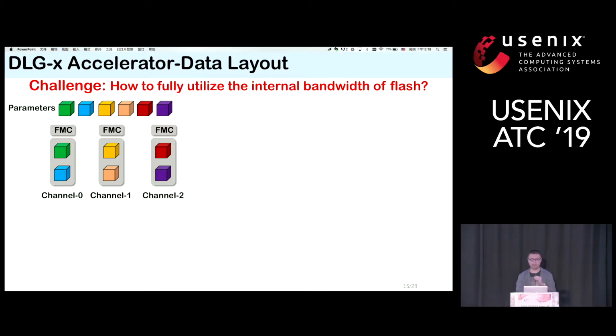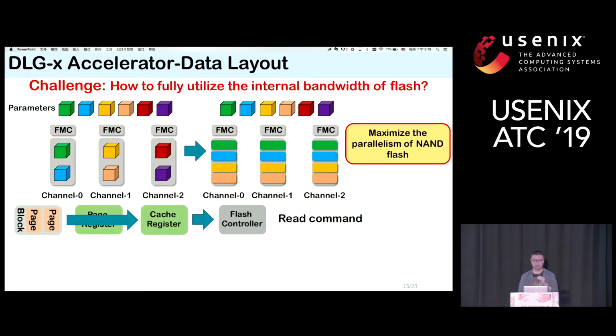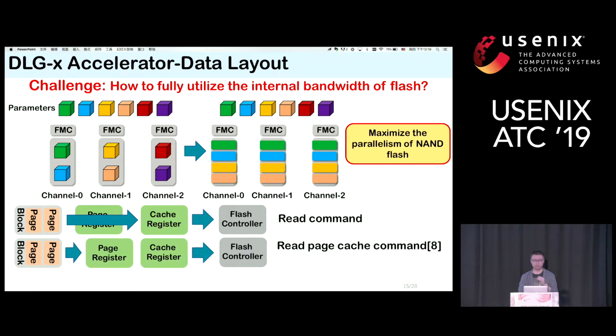Because the NAND flash controller could read data in parallel, the data layout on NAND flash will impact the performance of data transmission, especially for the fully connected layer. Therefore, to address this problem, first, we split the deep learning parameters according to the number of the channels used by the DLG-X to maximize the parallelism of NAND flash. Second, we leverage the advanced command provided by the NAND flash manufacturer to improve the throughput of NAND flash.